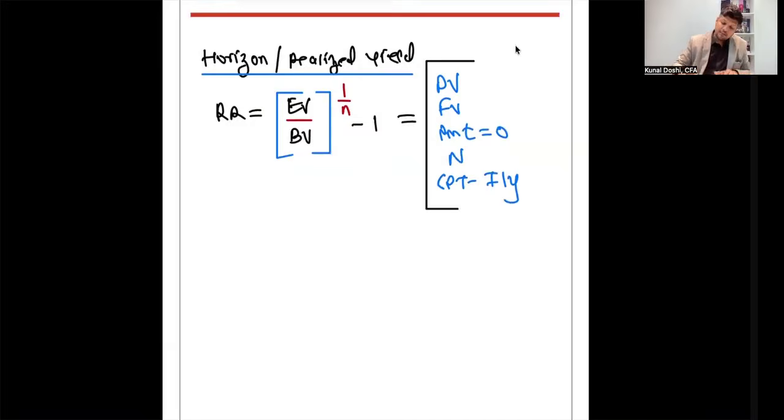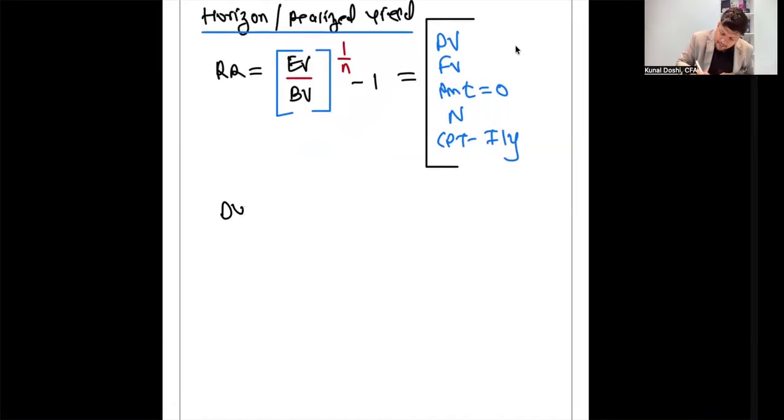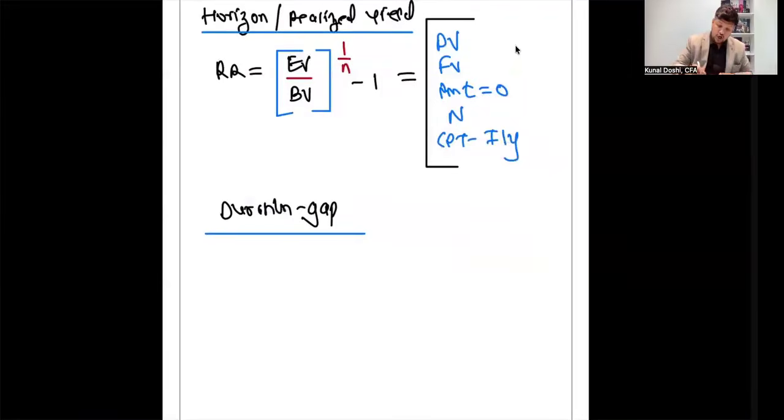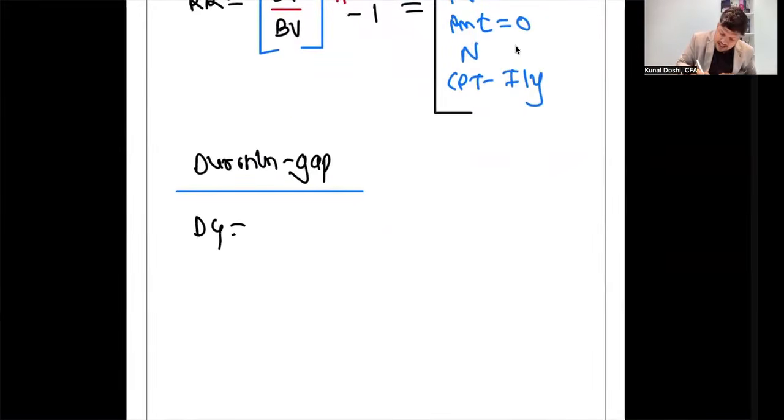Apart from this, the other important formula is duration gap. Very important, duration gap. Duration gap is what? You compare two things: your investment horizon with the Macaulay duration. So duration gap is nothing but Macaulay duration minus the investment horizon. Remember, if the investment horizon is lower, duration gap is positive. If the investment horizon is higher, duration gap is negative.